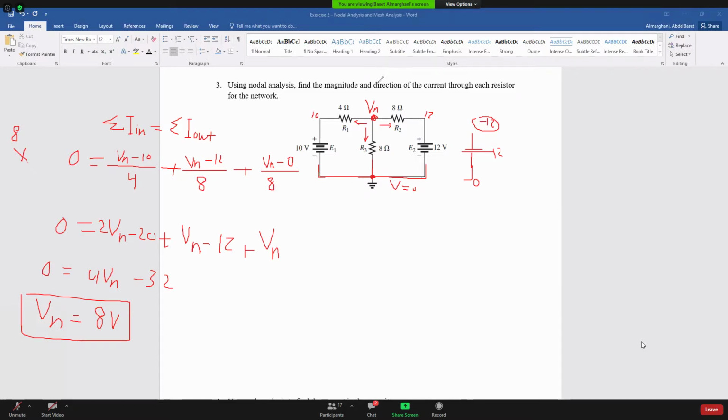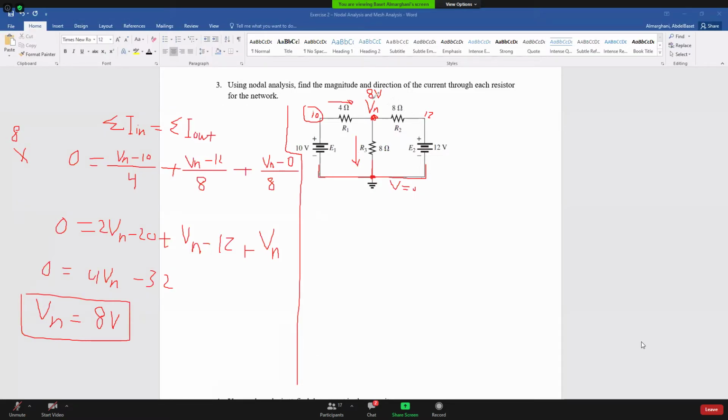Now I'm done with my analysis. I found the voltage Vn. I can answer the question now. I don't care about these values. Vn here is 8 volt. So the current, now the real current, not what I assumed. The voltage here is 10. The voltage here is 8. So the current is going this way. The voltage here is 8. The voltage here is 0. So the current is going this way.